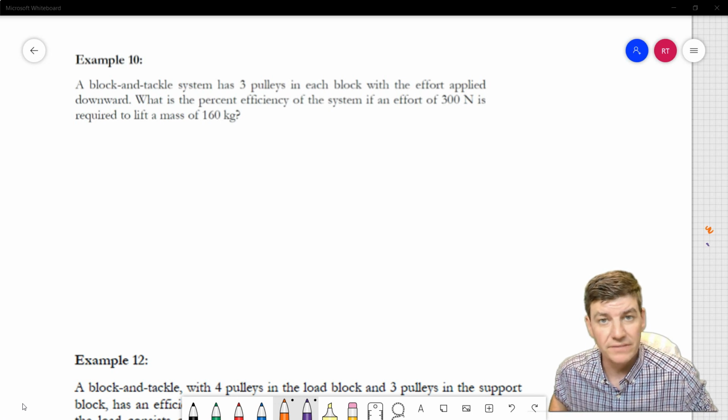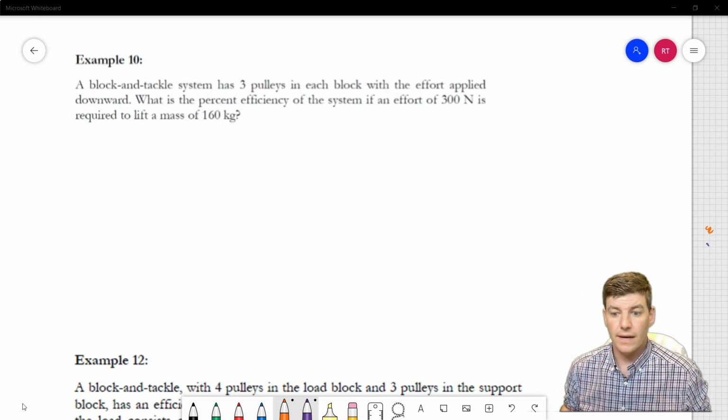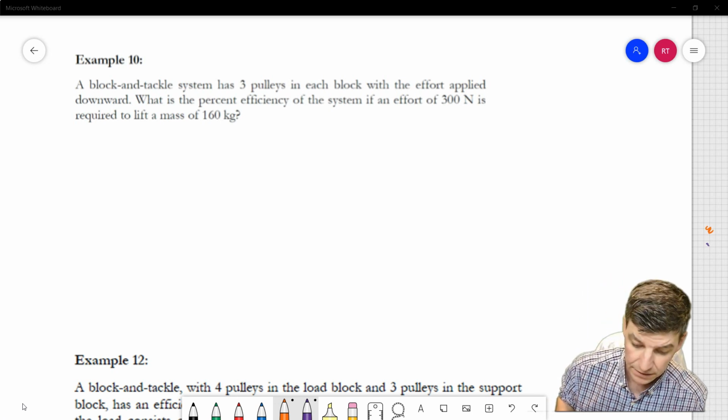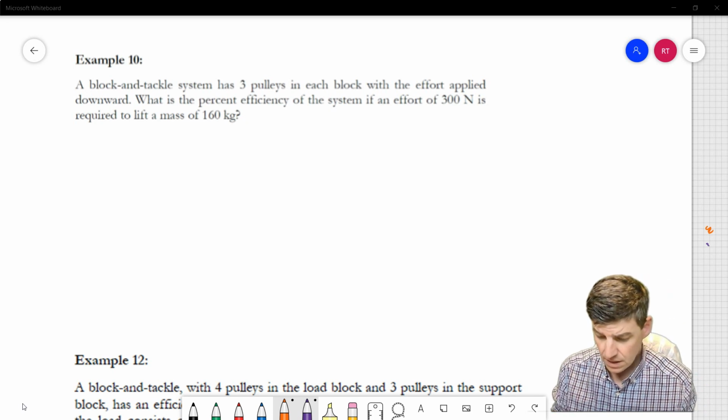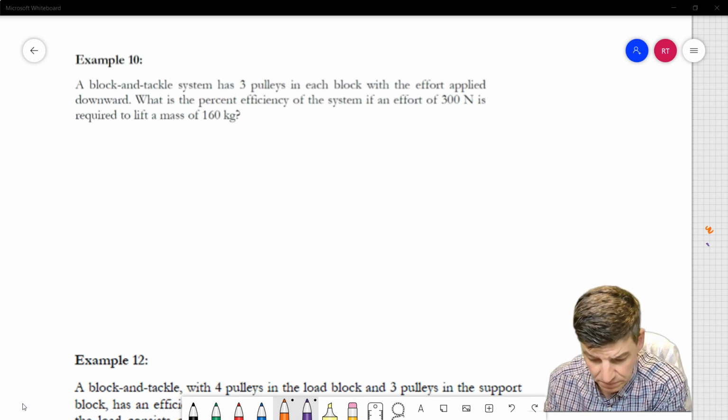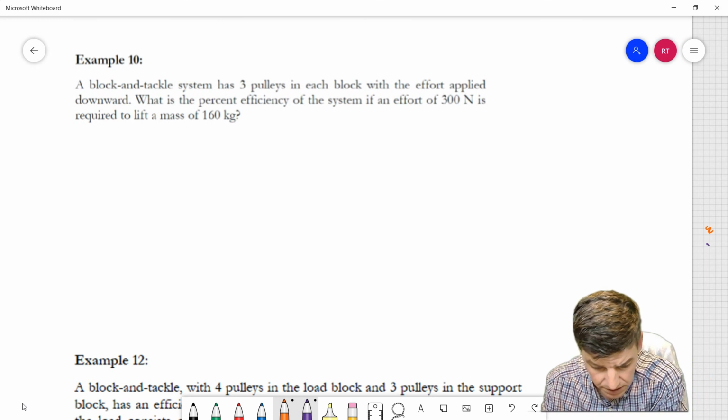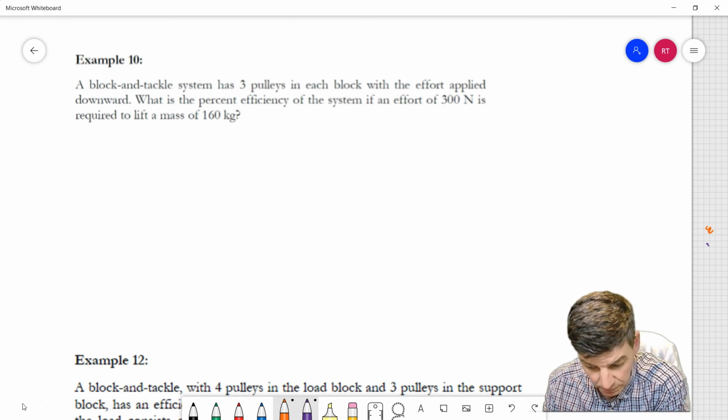Okay, so let's do a couple of example problems on block and tackle pulley systems. Okay, so example 10, we have a block and tackle system, 3 pulleys in each block, and the effort is applied downwards. Okay, so a couple of approaches for figuring out VR first.